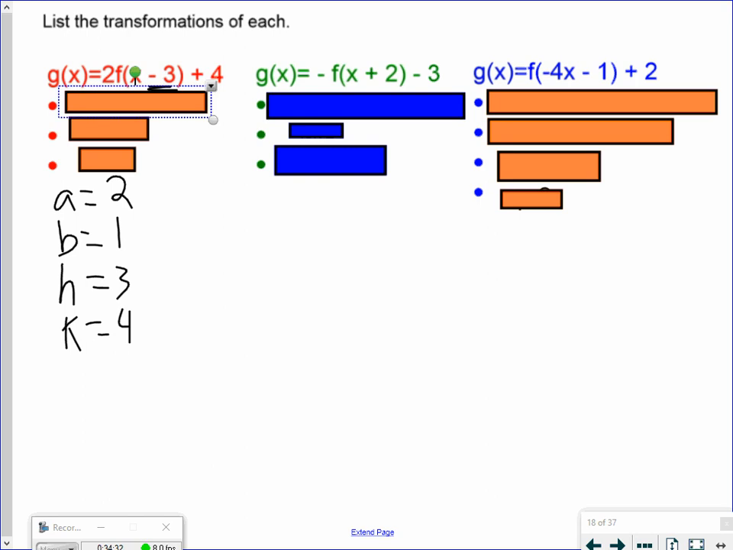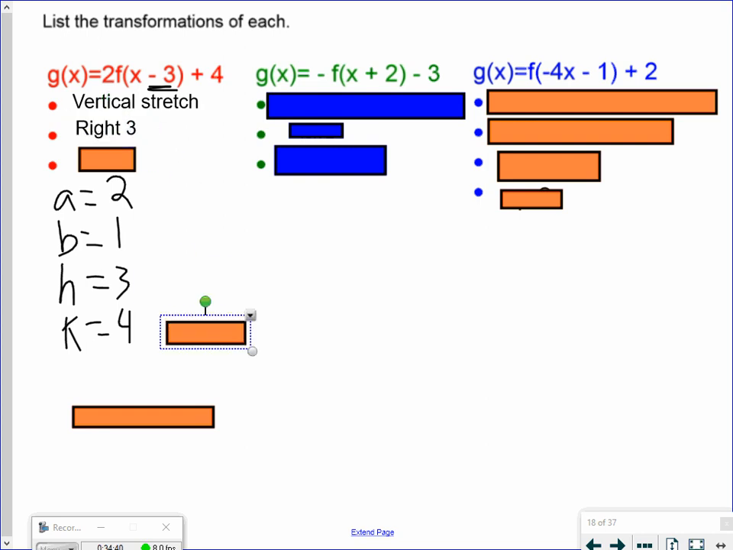So our a term tells us it's a vertical stretch by a factor of 2. That second one, it tells us we translate to the right by 3. And that last one, the k value of 4, tells us we go up by 4. When b is 1, it doesn't do anything. You're stretching it by a factor of 1, or in other words, if you're not doing anything, it just stays the same.